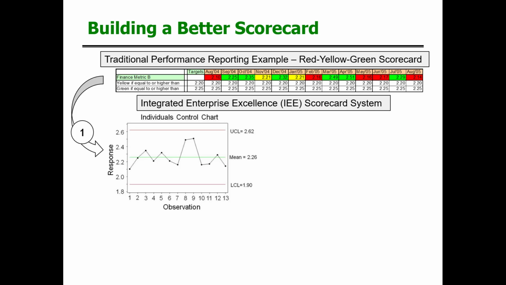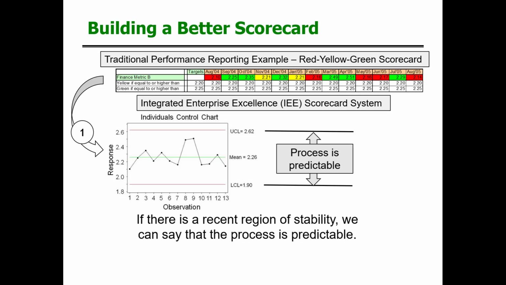So as you can see, after examining this chart, we notice that the red, yellow, green scorecard has a much different perspective on what's happening than the individuals chart. With the red, yellow, green scorecard, we thought there was an improvement when we had transition from red to green, but in reality we didn't. It was just within common cause variability. Now, if there is a recent region of stability, we can say that the process is predictable. The next obvious question is, what do you predict?